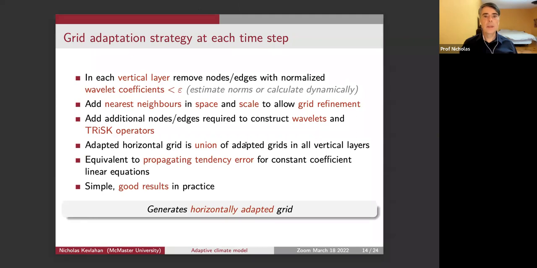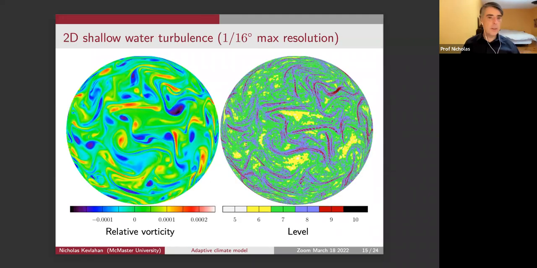Horizontally adapted grid. So now I'm just going to finish with some examples, and then we'll have some time for questions. This is going back to the shallow water, so just 2 dimensions. On the sphere, shallow water equations, and I'm showing the relative vorticity for a turbulence case. It's an ideal case, just turbulence on a rotating sphere. And what it allows us to do is test how well the adaptivity works in a very turbulent case.